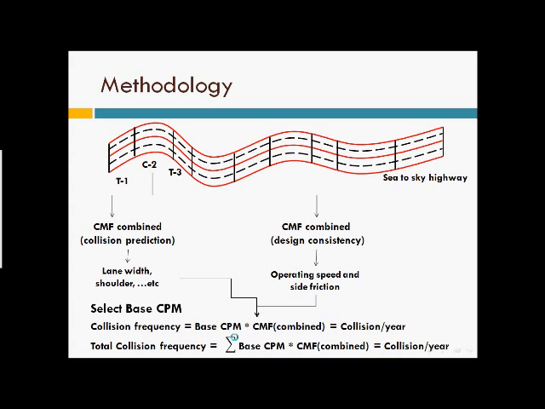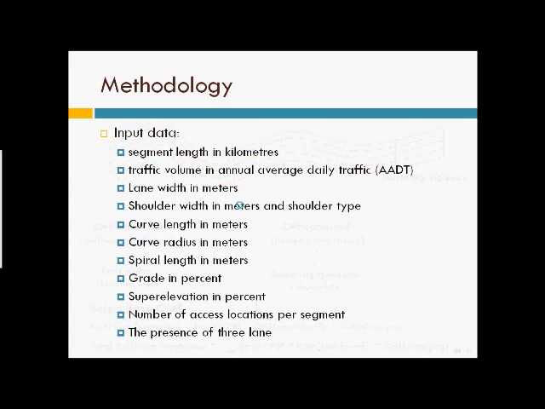So if, for example, we have 40 collisions per year, and we have a very good section, the factor is less than 1, so we will get fewer collisions per year. If this is a bad design, we will have a collision modification factor more than 1, and we will get more collisions per year. And then we can sum the total collision frequency for all the sections in order to get how many collisions per year for the whole highway we have. This is the methodology we used in this paper.